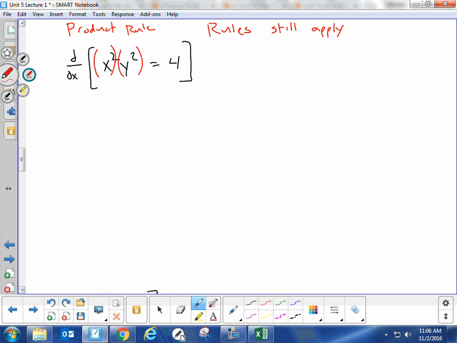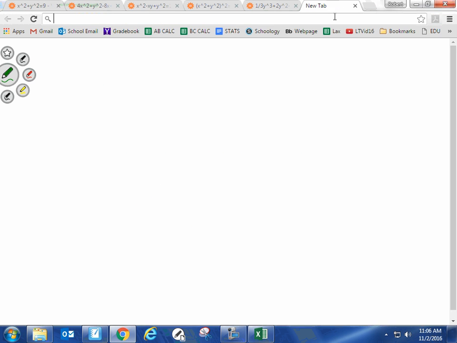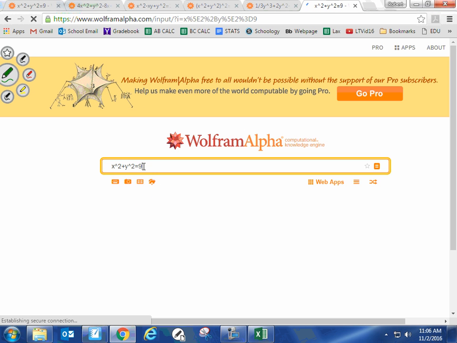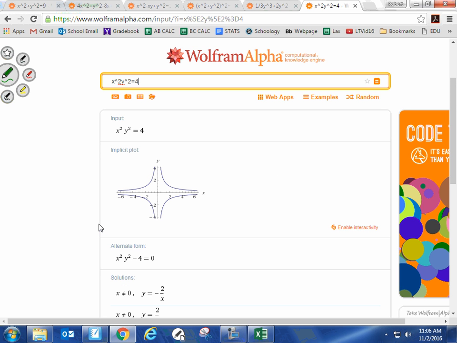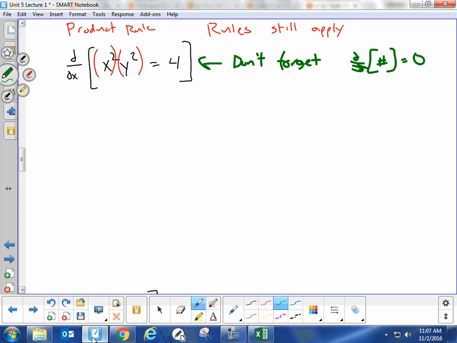Go ahead and take the derivative of x squared y squared equals 4 using the product rule when you're taking the derivative of x squared y squared. Also, don't forget, the derivative of a number is 0. Now, make sure at least our first step is correct. The rest is just algebra.